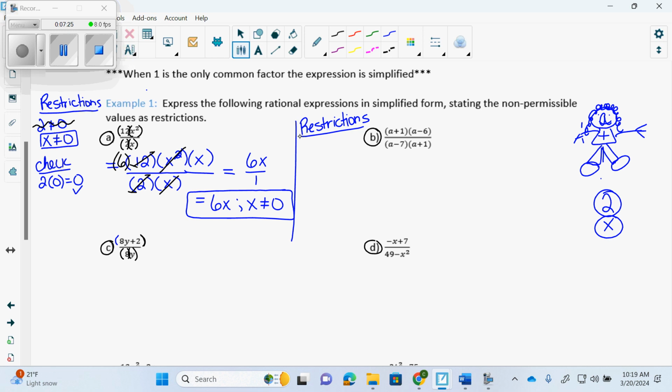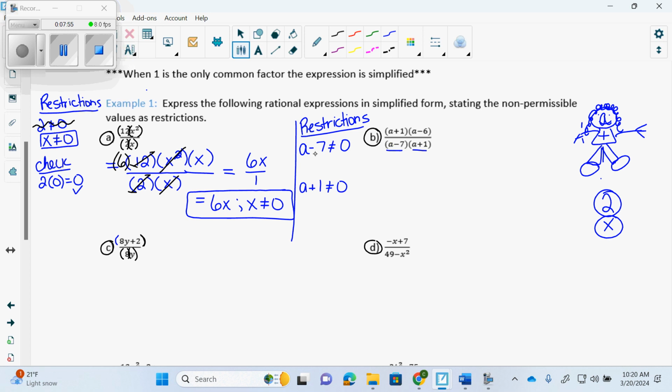So right now I have 2 people. I have an A-7 person and an A+1 person. Do we agree? A-7 attached as a human because the minus sign attaches them. And the A+1 attached as a human. Correct? I even drew the A+1 human over there. Okay? So I'm going to state my restrictions. I take each of the brackets separately and I say they can't equal what? 0. So A-7 can't equal 0. A+1 can't equal 0.